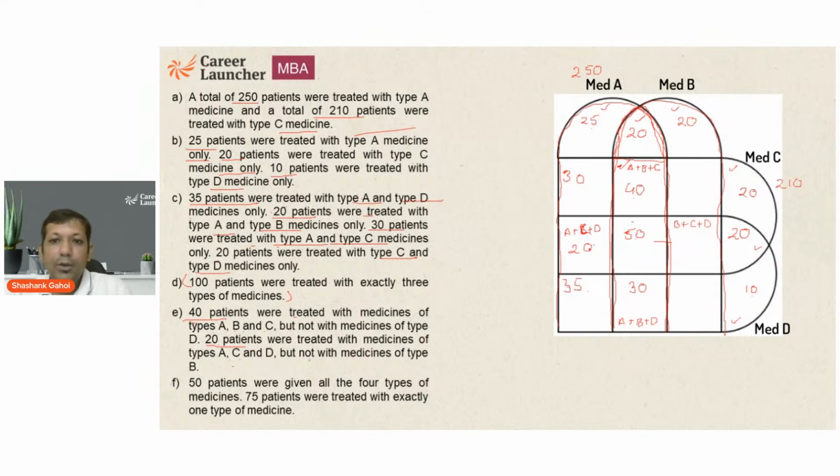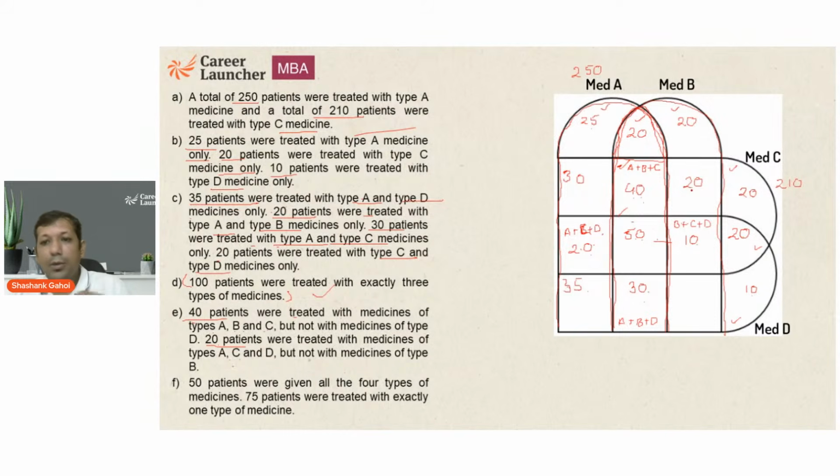Now the sum of exactly 3 means this plus this plus this plus this should be 100. So 20 plus 30 plus 40 is 90. So this value becomes 10. I got this value as well. Now let's look at C. 30 plus 20 is 50, 50 plus 50 is 100, 100 plus 40 is 140, 150, 150 plus 40 is 190. So this value becomes 20. I got this number as well.